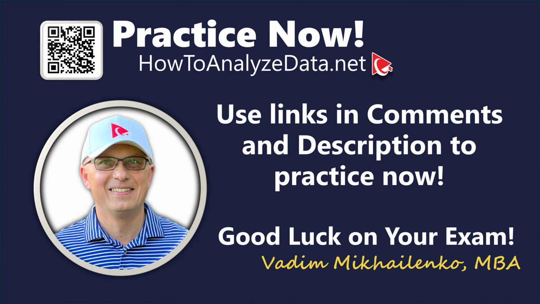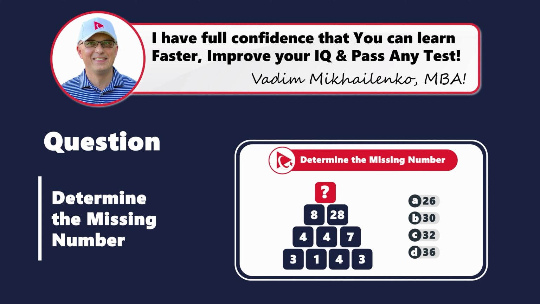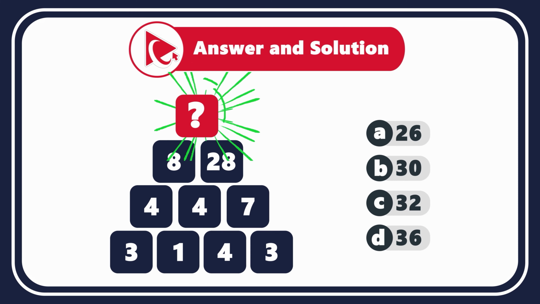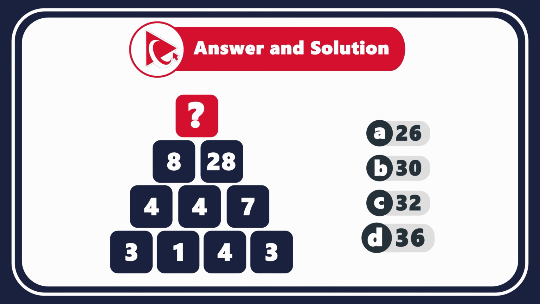Prepare to tackle this intriguing assessment test question, designed not just to test your mental math abilities, but also to foster your analytical skills, which you can use in day-to-day life. You need to determine the missing number, which is located on the top of the pyramid. The other numbers in the pyramid are 8 and 28 in the second row, 4, 4, and 7 in the third row, and 3, 1, 4, and 3 in the fourth row. You need to calculate the missing number and select it out of 4 possible choices. Choice A, 26, choice B, 30, choice C, 32, and last but not least, choice D, 36.